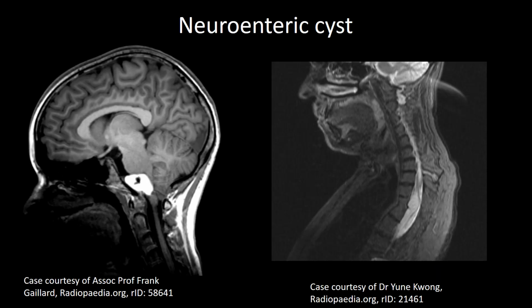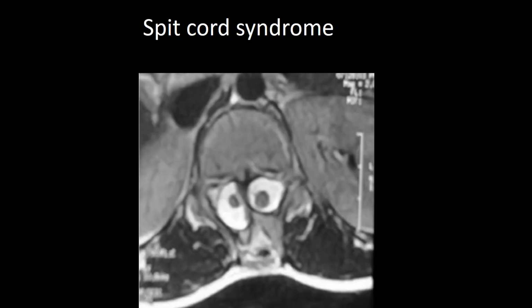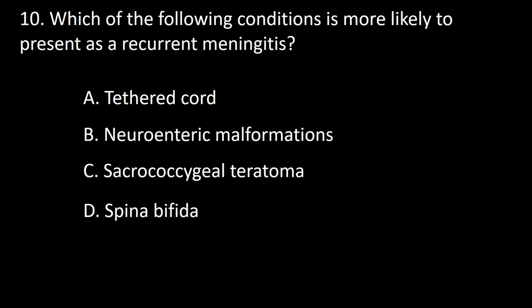In this new frame, you can see a neuroenteric cyst at the base of the brain and a second one at the thoracic spine. This MRI shows a split cord syndrome. Patients with this condition may present as adults or children. Split cord syndrome may be symptomatic or asymptomatic. When symptomatic, the presentation is usually a sensory motor deficit in the legs. So the answer to this question is B.